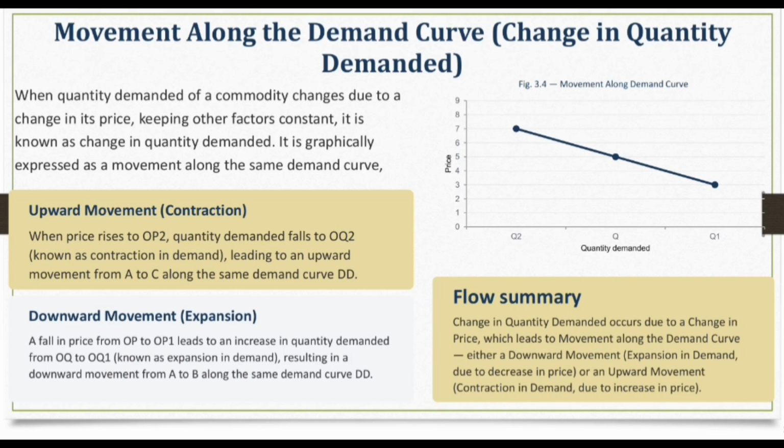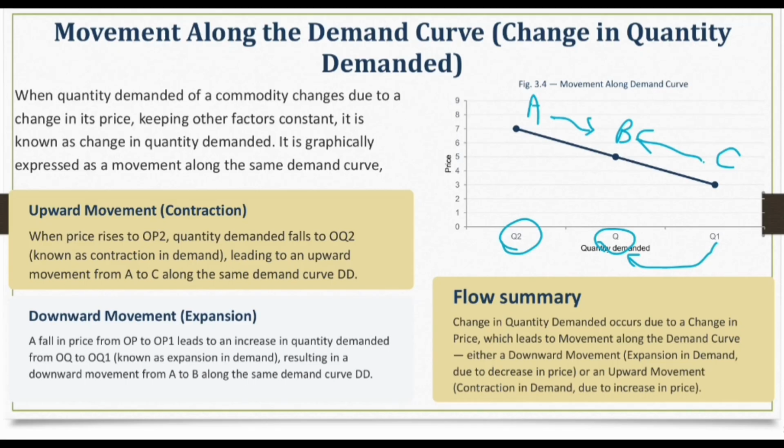Let us suppose these are 3 points. This is A, this is point B, and this is point C. Right? So, if my price falls from 7 to 5, my quantity demanded is increasing from Q2 to Q. So, here the movement is along the same demand curve. Okay, and if my price falls from 5 to 3, then my quantity demanded is increasing from Q to Q1, right? So, movement is along the same demand curve again, right?